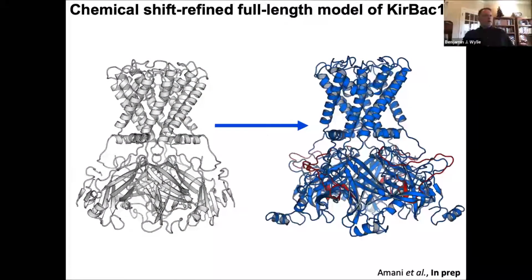We are working on full-length models of KirBac1.1. So this is actually our full-length version of the closed state. You can see here that this is actually the crystal structure. Lots of domain regions are missing. Using a combination of chemical shifts and other means, we are closing in on a nice model. And of course, Charles Schwieters has been really helpful in helping us do a lot of this.